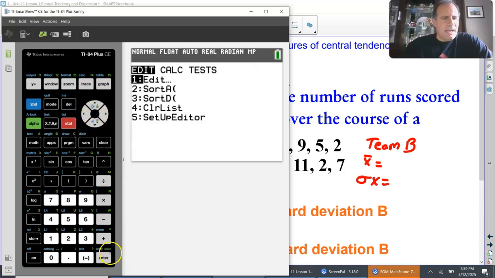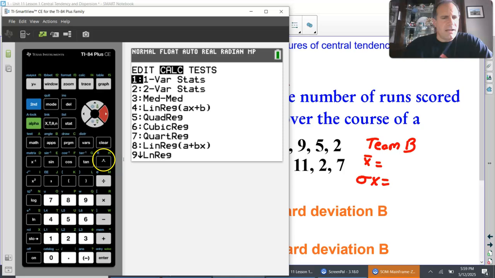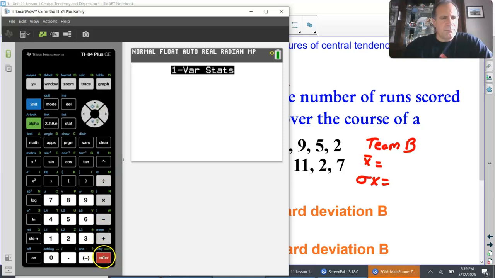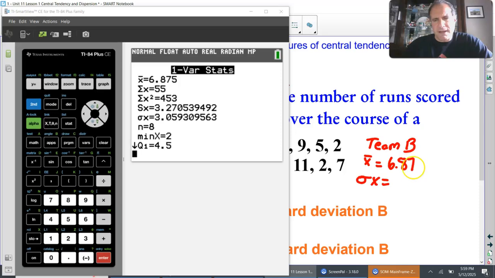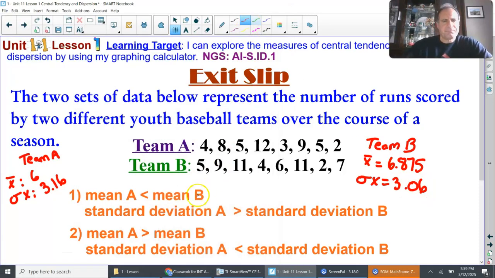So now I'm going to press Stat and go over to Calc and leave it on 1-Var Stats. We're going to enter, and we are going to put the mean in as 6.875. The standard deviation is 3.06. All right, here we go.